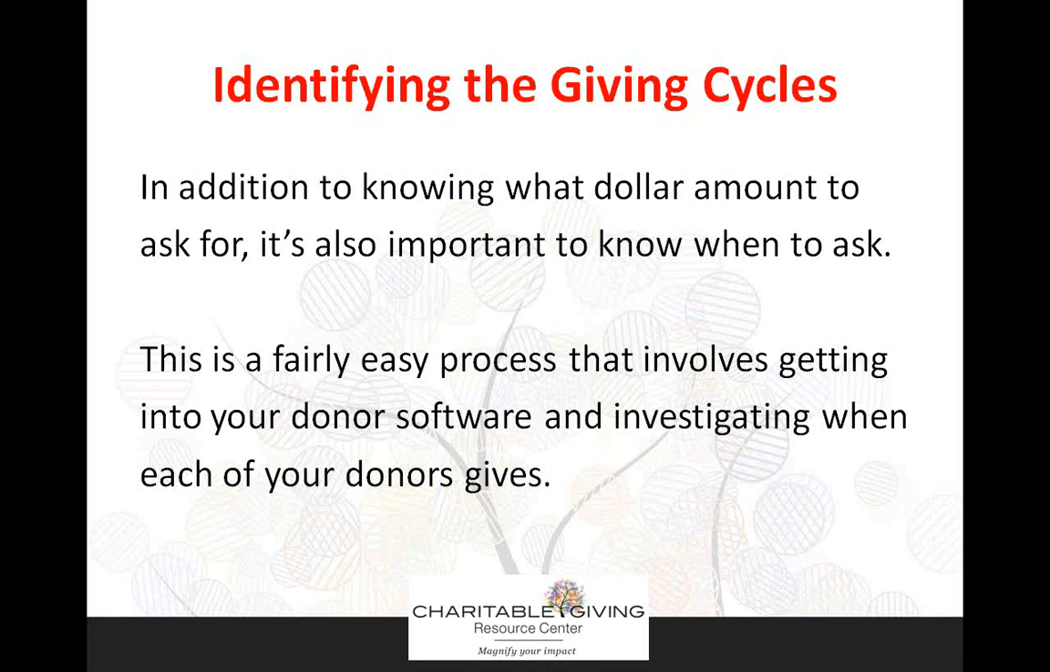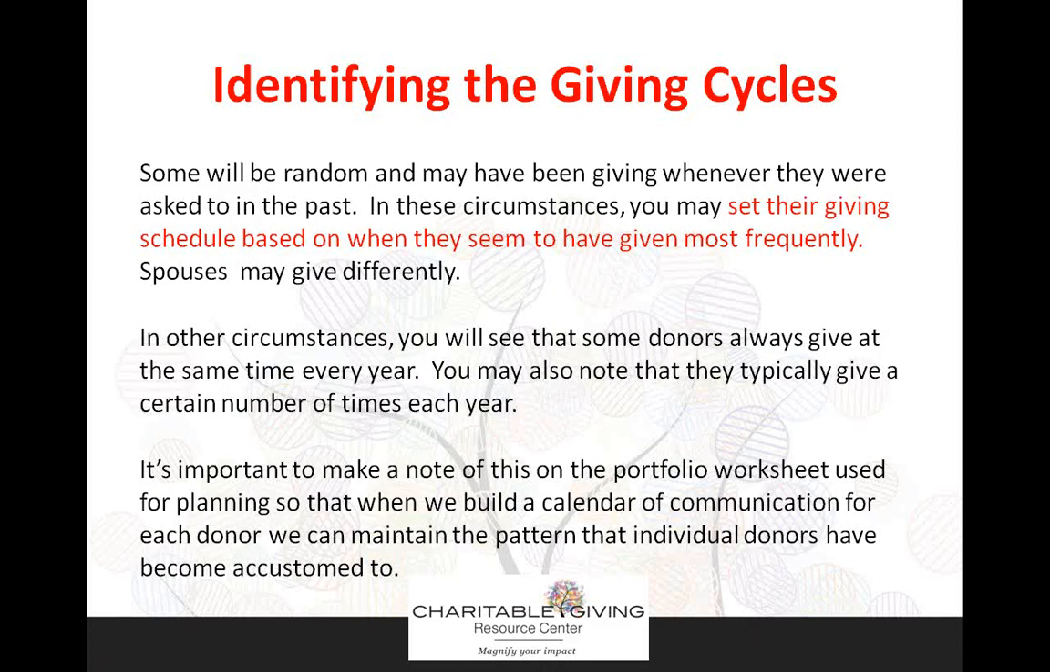Identify giving cycles. So in addition to knowing what dollar amount to ask for, it's also important to know when to ask. This is pretty easy because that involves getting into your donor software and investigating when each of your donors gives. I know that traditionally my husband and I will give in December or we give in June. And that's because we like to make sure that we take advantage of matching gifts at both of our employers. And that just is when that happens. So if the people we give to would look at our giving cycles, they're going to see that that is what happens, with the exception of our church, which is a monthly thing.